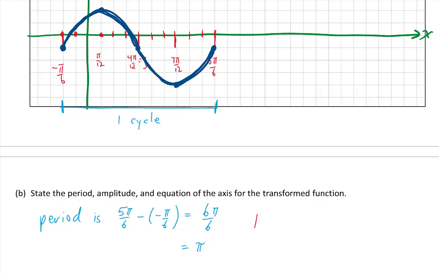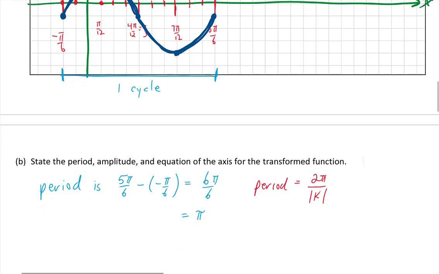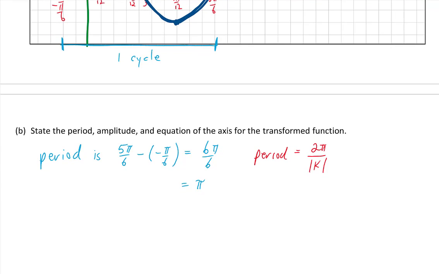The formula you might have learned last year, but in degrees, is that the period is equal to 360, but in radians that would be 2 pi divided by the magnitude of k. And again, notice our k value is 2, so we end up with 2 pi over 2, which is equivalent to pi.